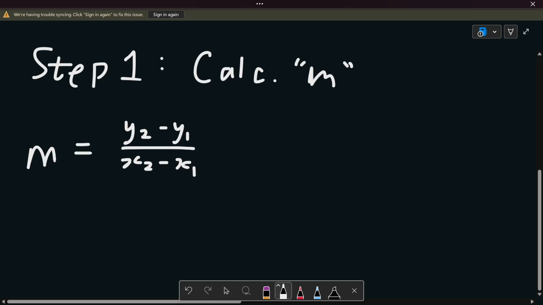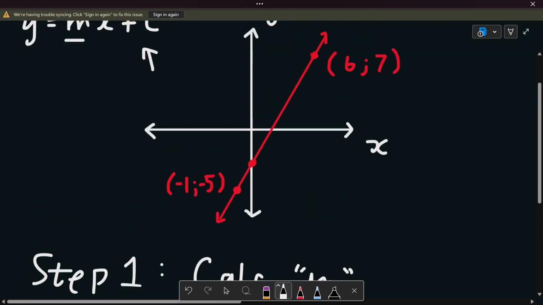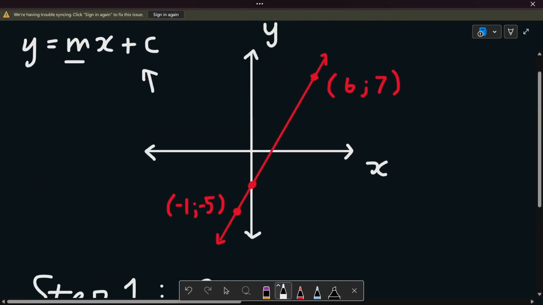Now, what can we do in order to actually get the gradient? What do we have on this function that we can actually do that? We have two coordinate sets over here. We have (-1, -5), and we also have the coordinate set (6, 7), which both lie on the same graph. So therefore we can use those 2 points to actually find the gradient.